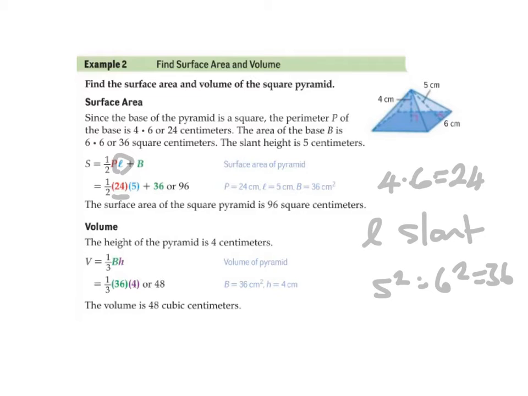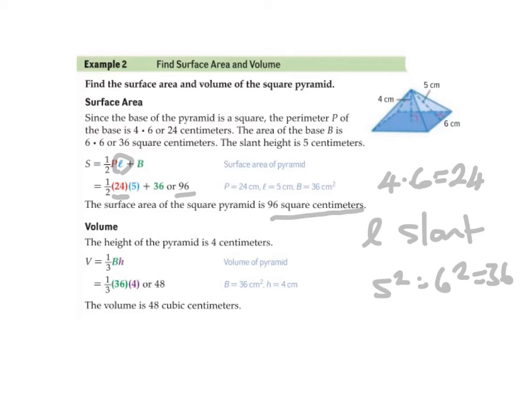Obviously again it's all calculator, so a half times 24 times 5. Put that in one parenthesis and then plus the 36, or 6 squared, in another parenthesis, and it will do it all for you. So that will give you an area of 96. And don't forget that's square centimetres, because area is squared.